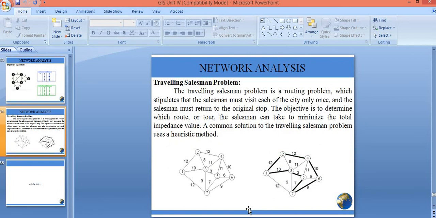Finally comes the traveling salesman problem. In the traveling salesman problem, we have to find the shortest path from one node through all other nodes. For example, you are starting from city 1. From city 1, you want to visit all the nodes, and you have to come back to node 1 with a short distance. This is what is called the traveling salesman problem.